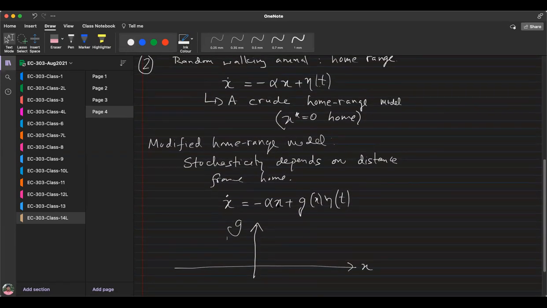Where do you think animals are going to be more stochastic if they have a home? Near the home. Okay, so they will be more stochastic here. What about farther off? There will be smaller stochasticity, less stochastic. So basically, a function that has this feature. Of course, there are many ways to do this. You can also do it this way. That's fine. Does everyone agree with this?